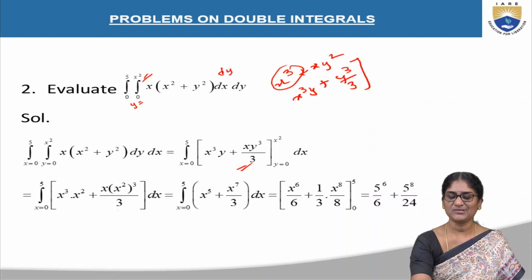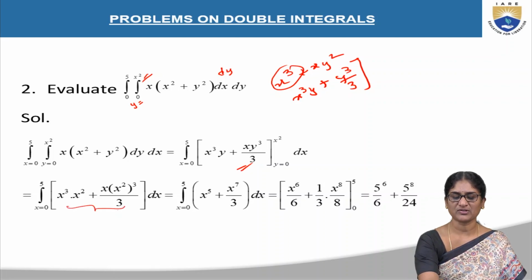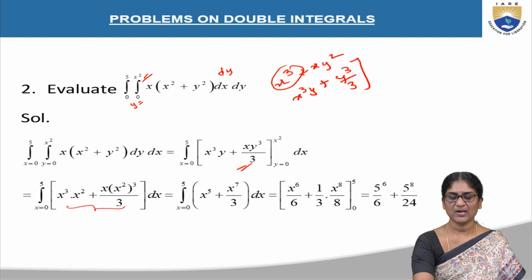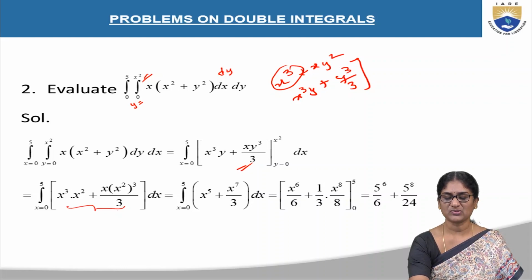Now, the lower limit is 0. Because there are two terms and in each term we are having y, when y is equal to 0, both the terms will go to 0. So your left out function is x cube into x square plus x into x square whole cube by 3, which is nothing but x to the power of 5 plus x to the power of 7 by 3.